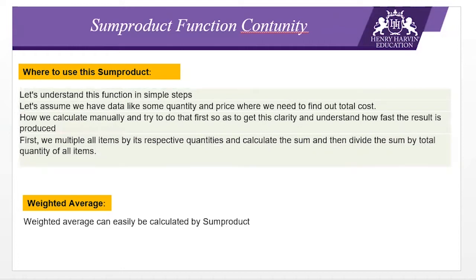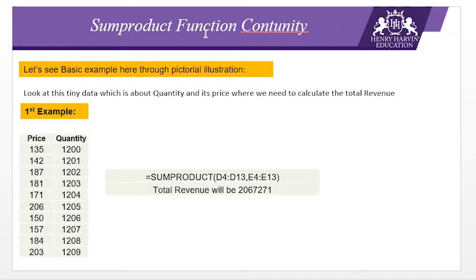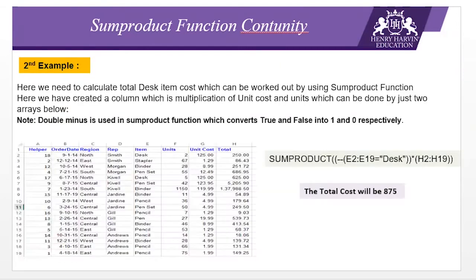All right. So now you see the SumProduct function continuing over here. This is one example we are giving. This is a small tiny data set. We have to find out total revenue. So there are two things. Either you multiply price and quantity in a helper column and then take the sum, or you select the arrays, and then total revenue will be calculated within seconds. So this is just refreshing your stuff.